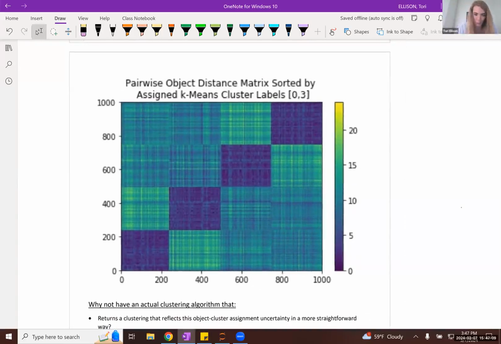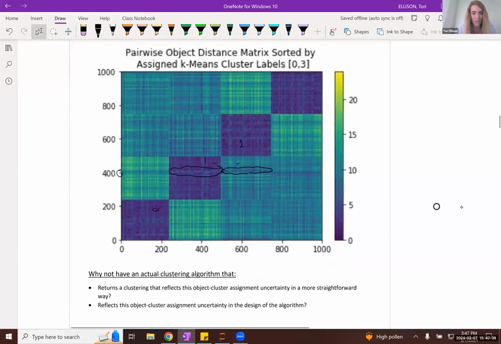And this also indicates to us that, for instance, there are some observations like this one here that are actually quite close to the observations in cluster 2, actually much closer than the observations in the cluster that it was assigned to. But these are all clustering evaluation metrics, so they're not techniques that are explicitly embedded in the design of the algorithm.